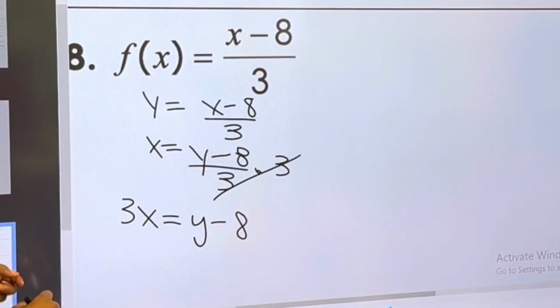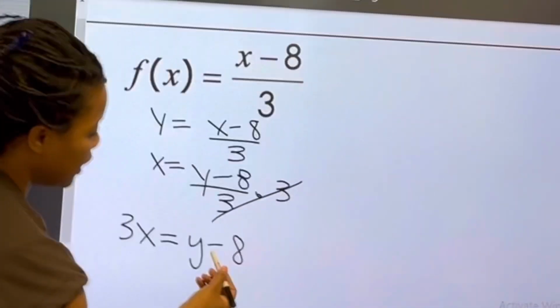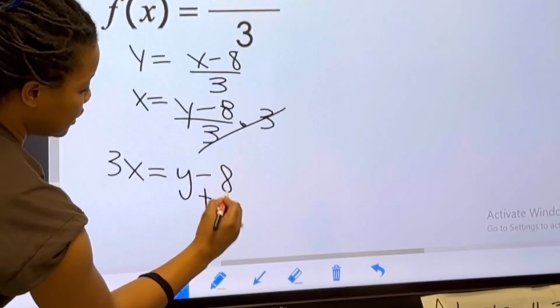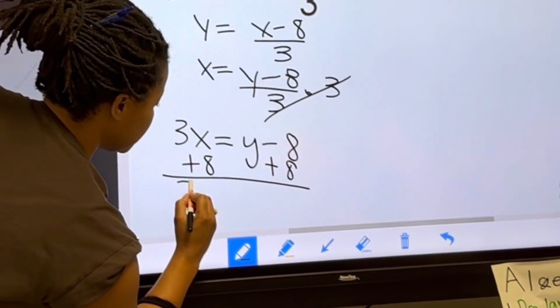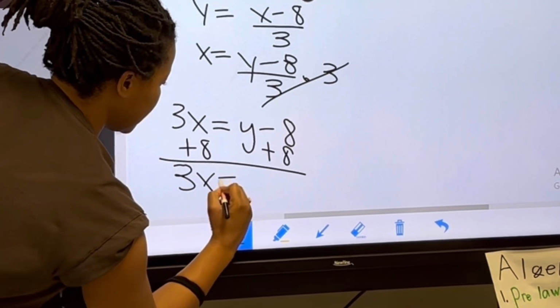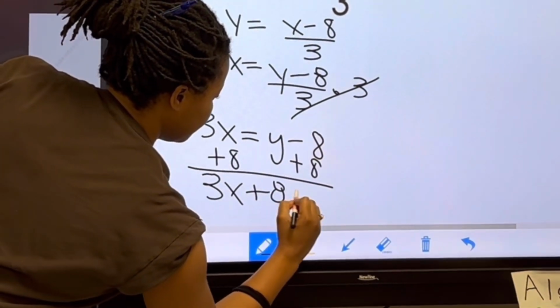What's the next step now, you think, to get y by itself? Yeah, it's just subtracting 8. So undo subtraction and do it over here. Use your operations to isolate your y every time. So there is your inverted.